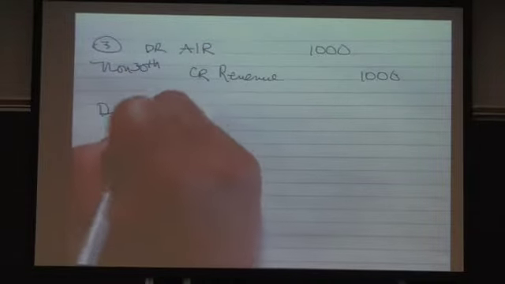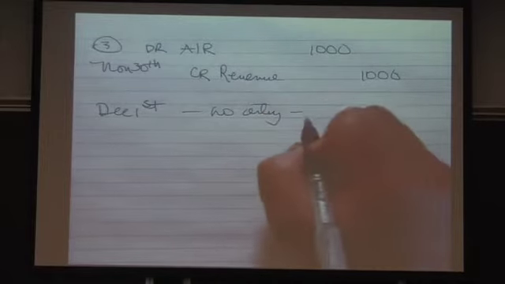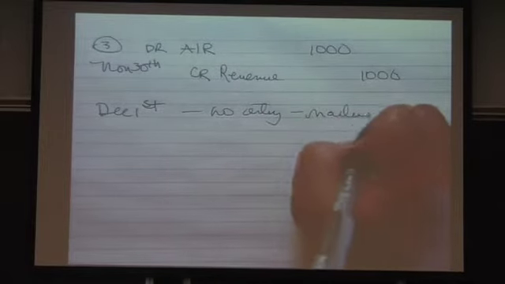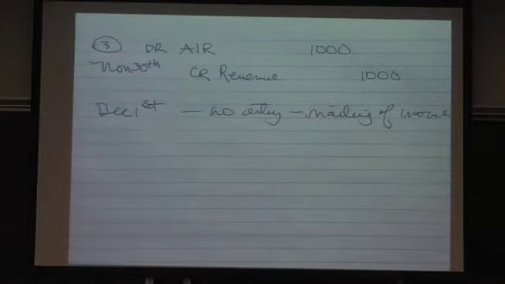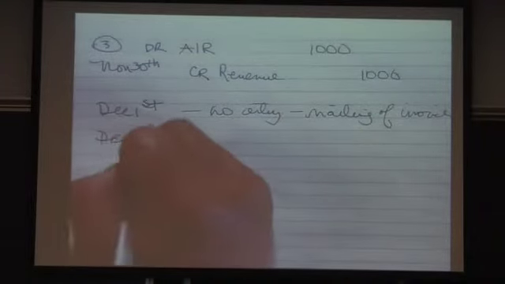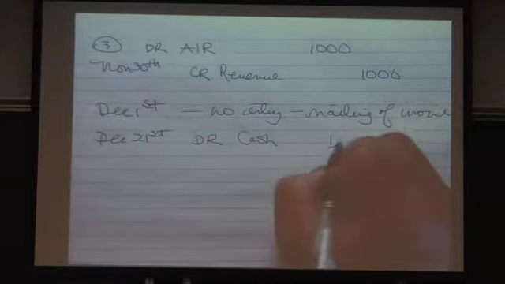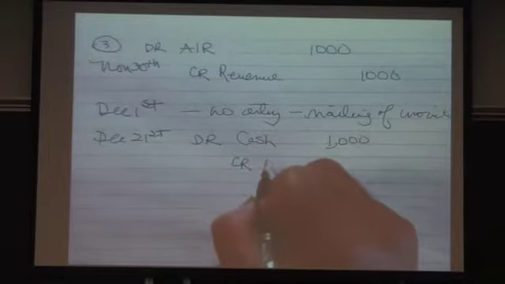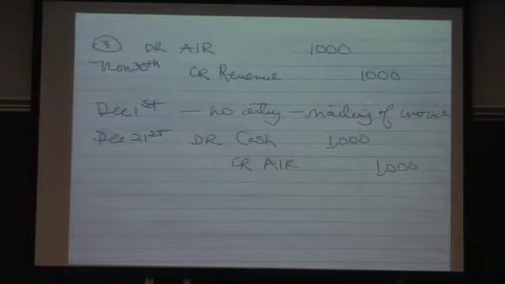On December 1st, there'll be no entry to reflect the mailing of invoice. So the fact that we're mailing the invoice, the physical mailing, there should be no entry. But on December 21st, we're going to get cash, debit cash 1,000, and we're going to credit accounts receivable 1,000, because that's when we're able to collect those bills. Okay?